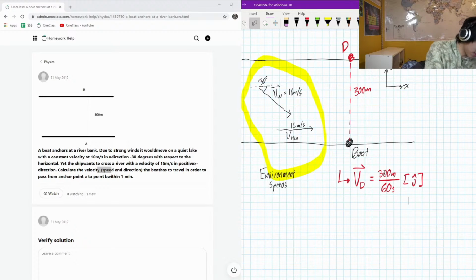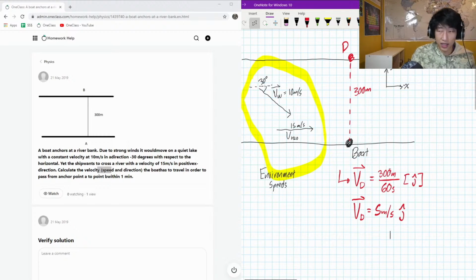Just to be 1000% sure. Yeah, okay, so this is what we need: 5 meters per second in the J direction. This is our target velocity. So we need to decide what the boat's velocity is, so that the velocity of the boat plus the environment speeds are going to be equal to our velocity to get directly to our destination. Okay.